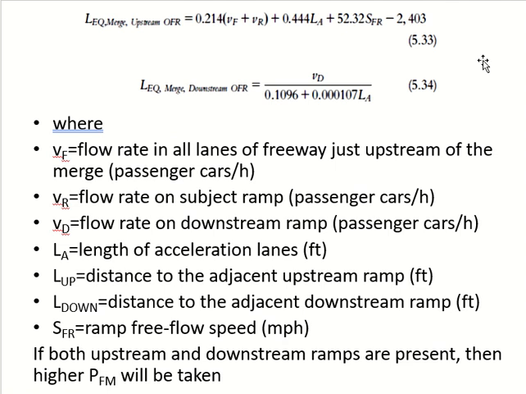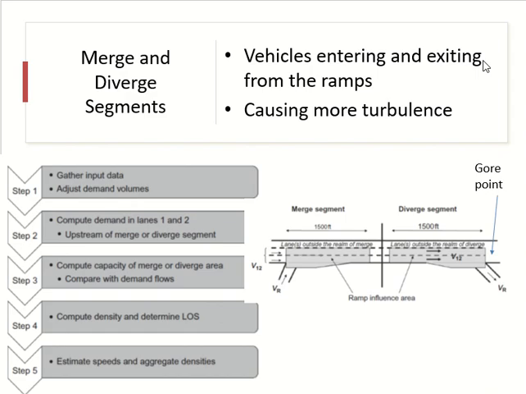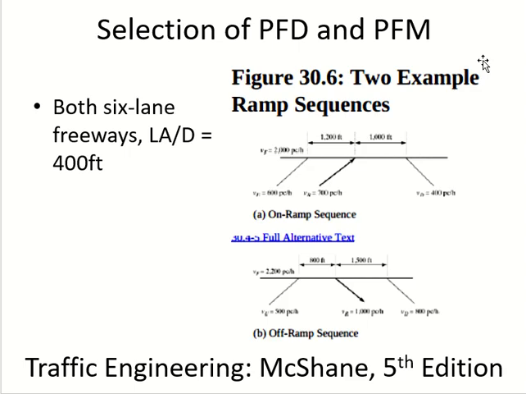Was it upstream or downstream? Downstream. Okay. So I'm looking for this equation. What do I need? LA, the acceleration length. The extra length which you give here. This is the acceleration length, the length of this acceleration lane. What is VD? Flow of the downstream ramp. This is VD. So this is 400.